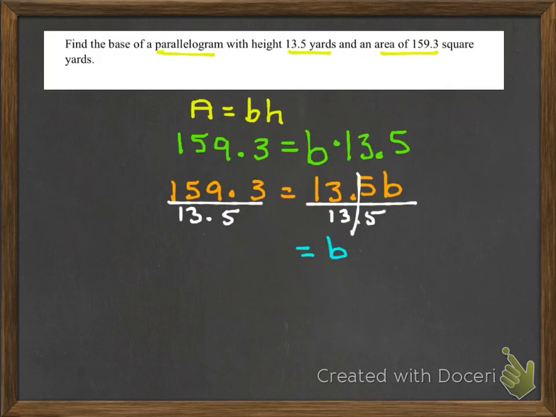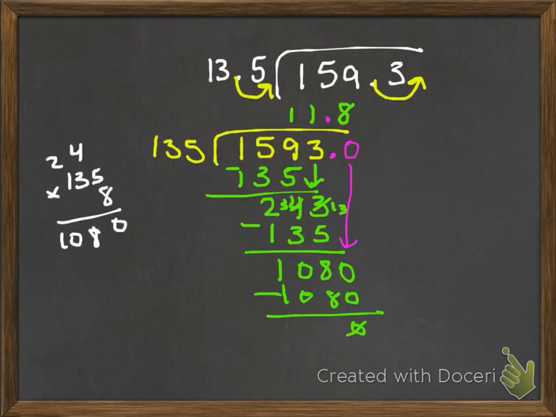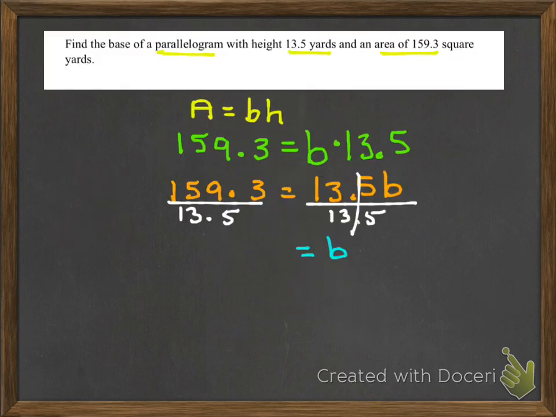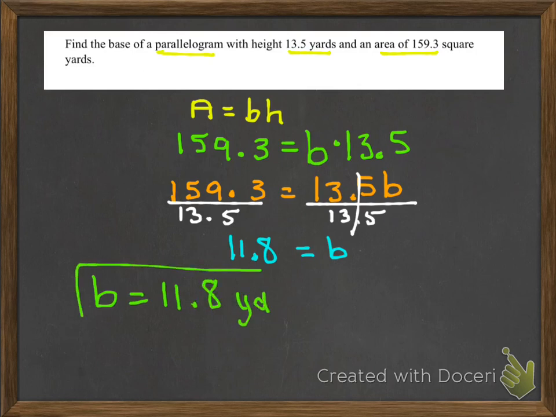So your final answer, let's go back to this page, your final answer is going to be that your base is 11.8. So we're going to put 11.8 here. But remember, for your final answer, the one you'll put on the line, it'll look like this, that my base is equal to 11.8 yards. Okay, so now you want to keep in mind, not yards squared, it's just yards because it was a dimension.